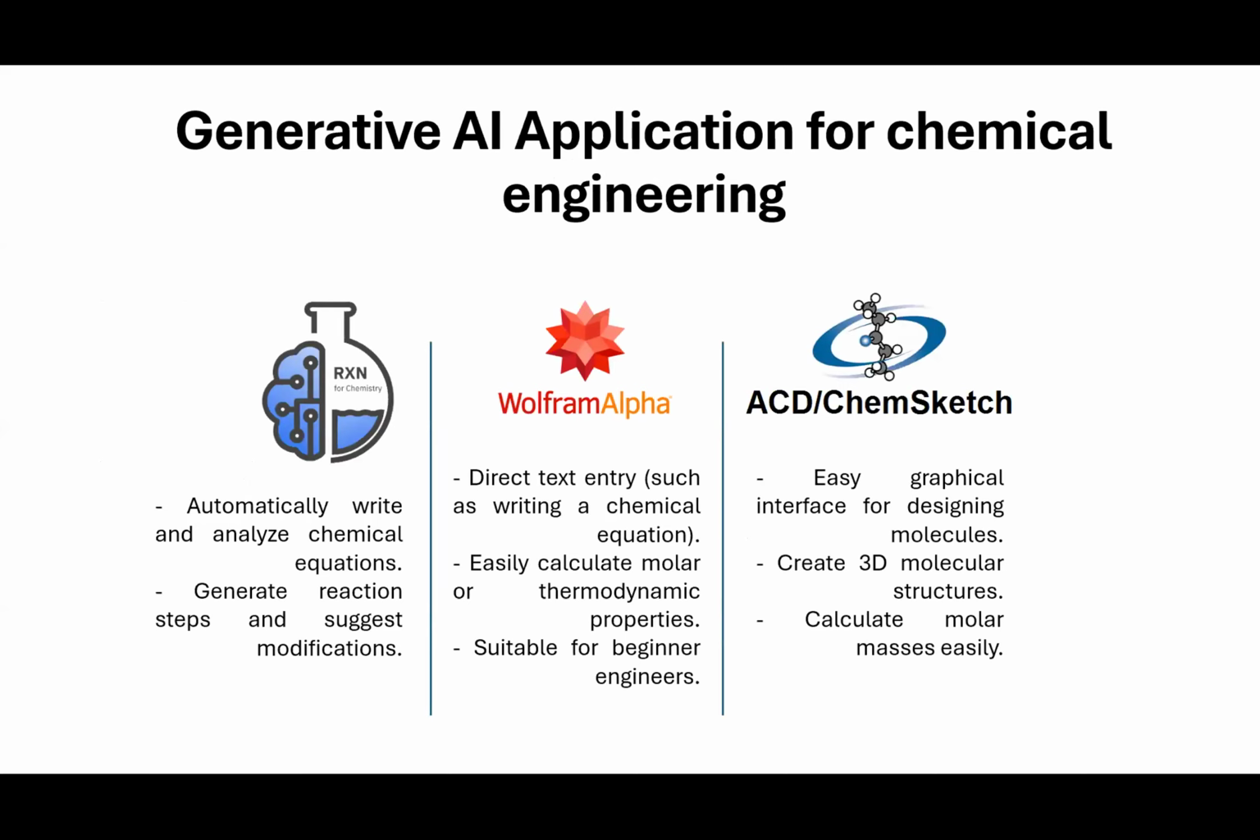So here we have some applications, some website tools that can be used for chemical engineering. Some of them are only to teach engineers in this field, some of them to draw pictures, 3D pictures, 3D structures, and some of them also to analyze some process and operations. So we will show you some of them.